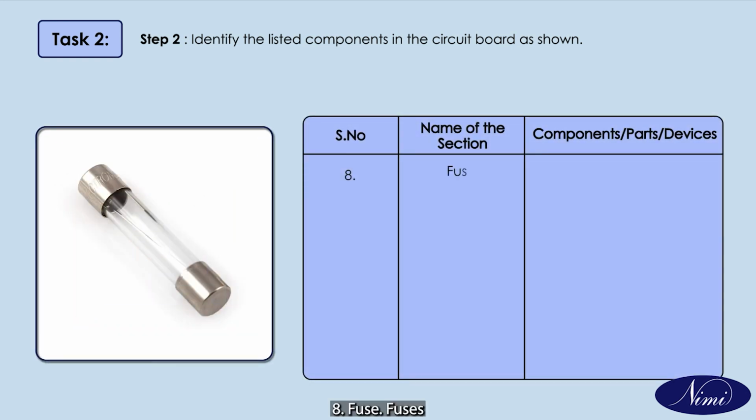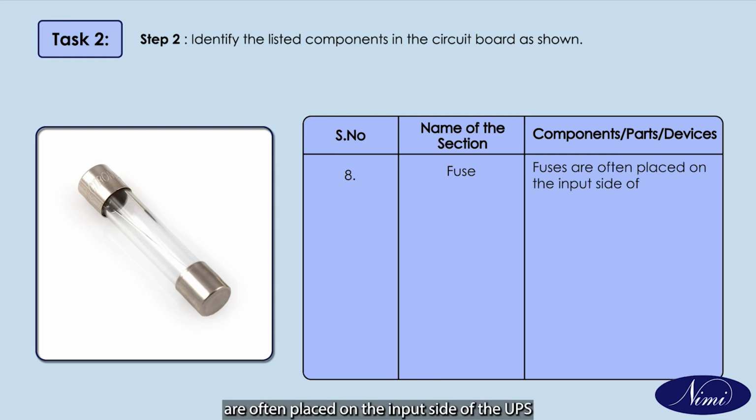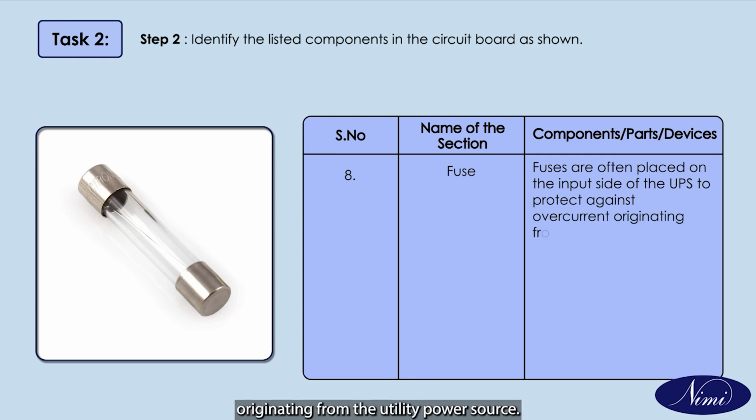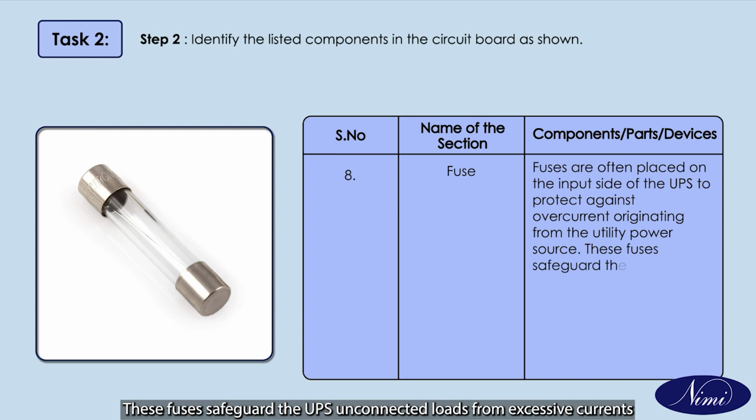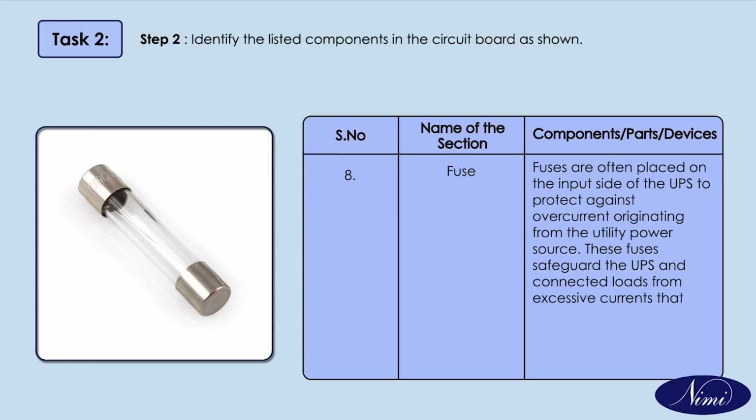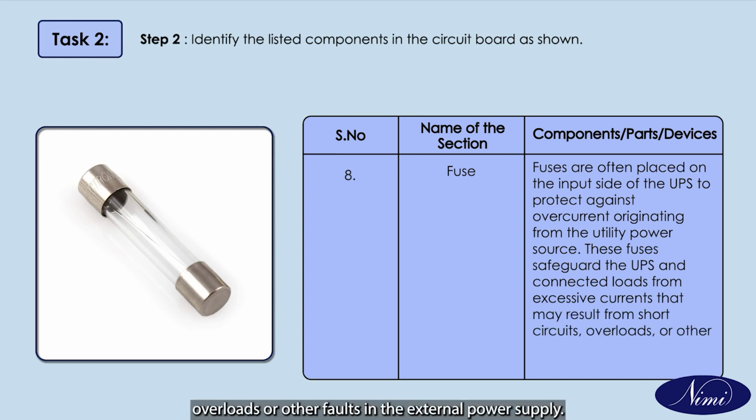Number 8. Fuse. Fuses are often placed on the input side of the UPS to protect against overcurrent originating from the utility power source. These fuses safeguard the UPS and connected loads from excessive currents that may result from short circuits, overloads, or other faults in the external power supply.